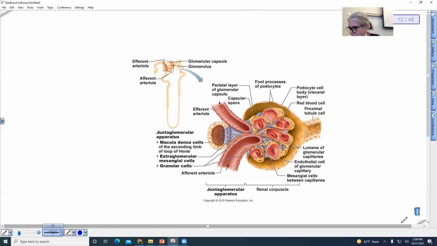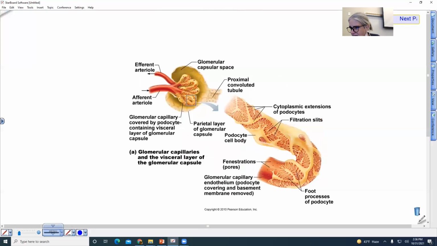It's very strange. So let's look at another image of it. So this is my capillary, and this red part would be the parietal layer. It's just the lining of a normal capillary, but it's a little bit more fenestrated. And then we have these cytoplasmic extensions of the podocytes that create filtration slits. And so these actually help regulate what gets to leave the blood and enter into the filtrate.